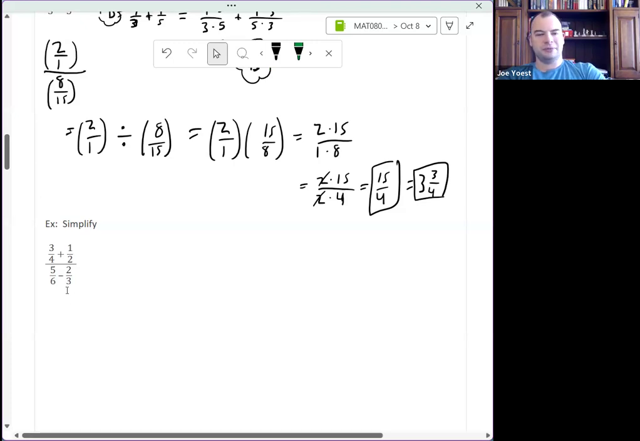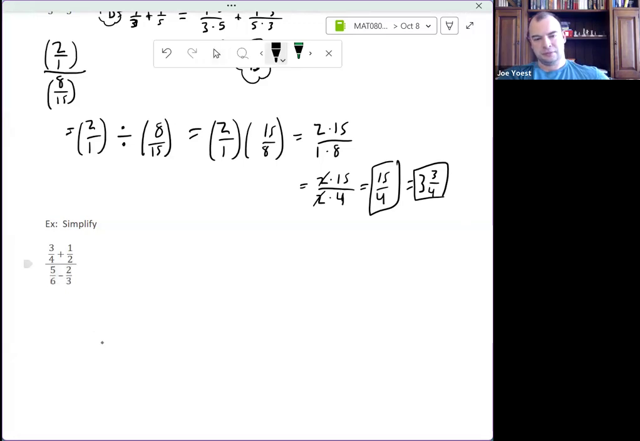We could even build up to a problem like this one. This looks quite complicated. In my numerator, I have 3/4 plus 1/2. In my denominator, 5/6 minus 2/3. So, it looks more complicated, but the strategy is still the same.